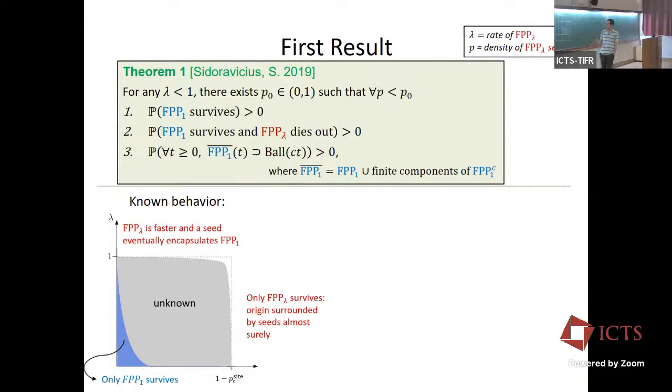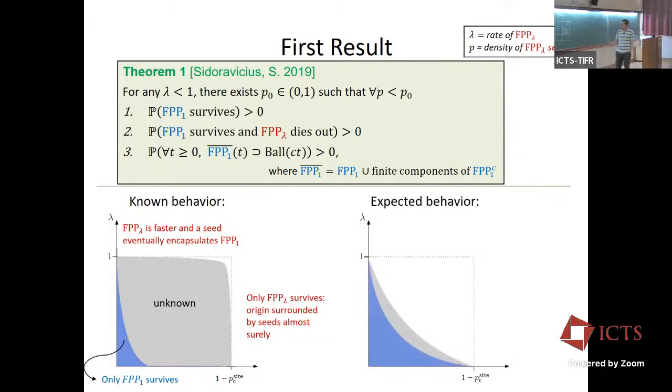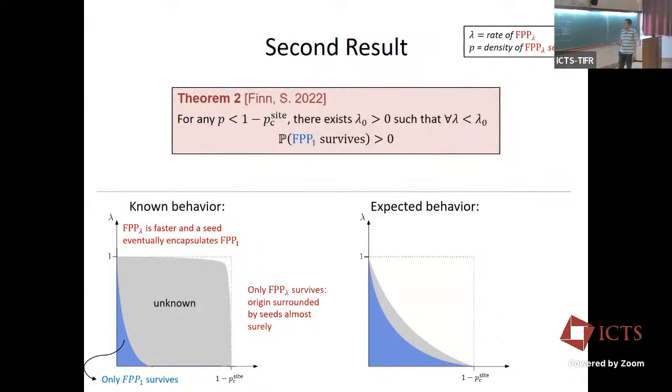And we expect that this region where FP1 survives could be extended all the way to 1 minus pc site. That's what we expect. And also that the region of FP lambda being the only one to survive would enter inside this rectangle. That's what was expected and left open in the work with Vladas. And then more recently, with Tom, that's here, we confirmed this conjecture. What we did is we showed the opposite.